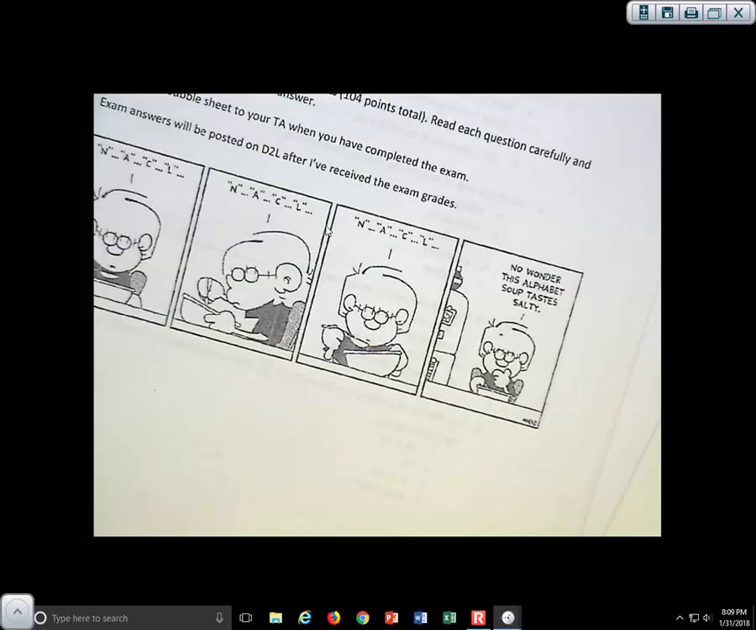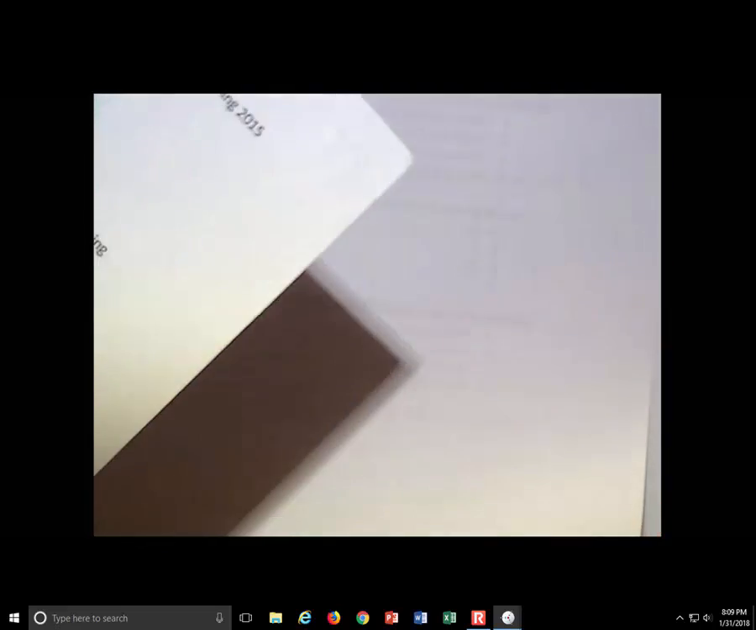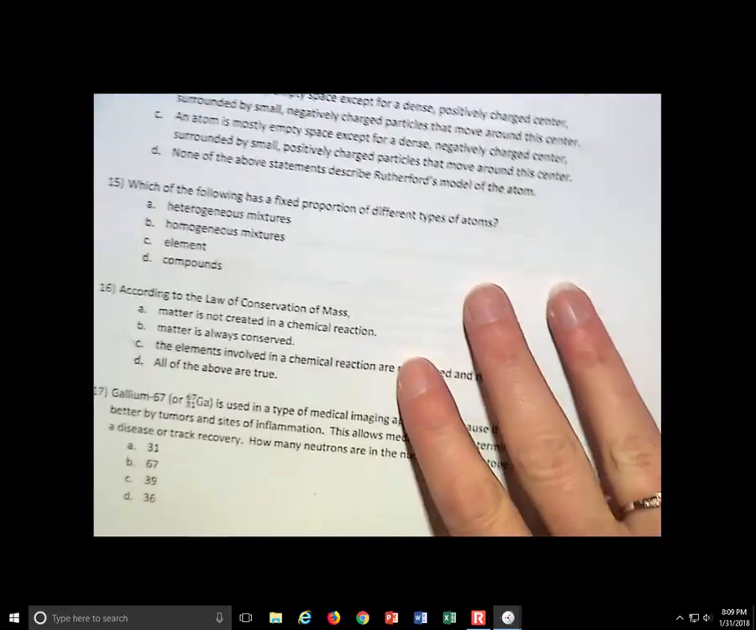Sorry, and someone had asked for number 14? 13. So 13, this is a good one.